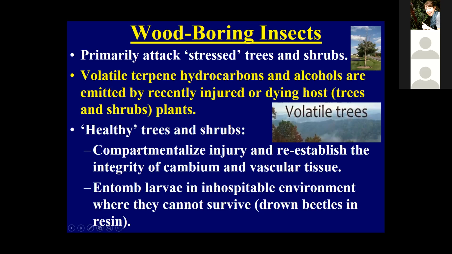They can do this 2 ways, by either compartmentalizing the injury, and that isolates the insect and kills it, and then they can reestablish the integrity of the cambium, which is where the phloem is, and the vascular tissues, okay? Number 2 is they can actually entomb the larvae, basically the Jurassic Park method of drowning them in resin. When they're healthy, they have a lot of resin flow. And if a wood-boring insect attacks a healthy tree, the healthy tree can basically cover it with resin and suffocate it. And that will basically stop any infestation.